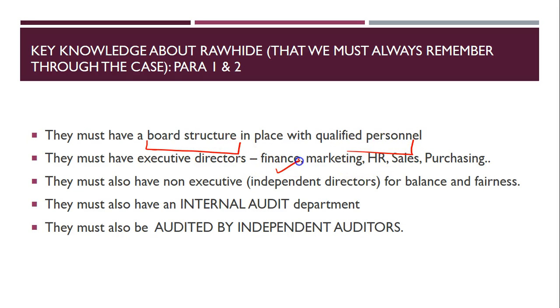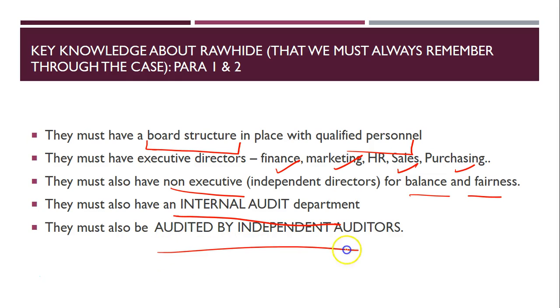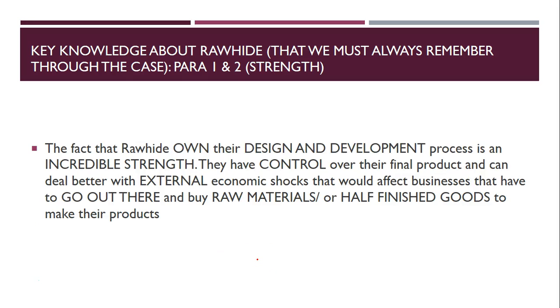So they will have a finance director, marketing director, HR, sales, purchasing. And they must also have non-executive directors for balance and fairness. And they must also have an internal audit department, and they must also, of course, be audited by independent auditors. So these are some of the structures we expect to see in Rawhide. So let's look at some of the strengths.